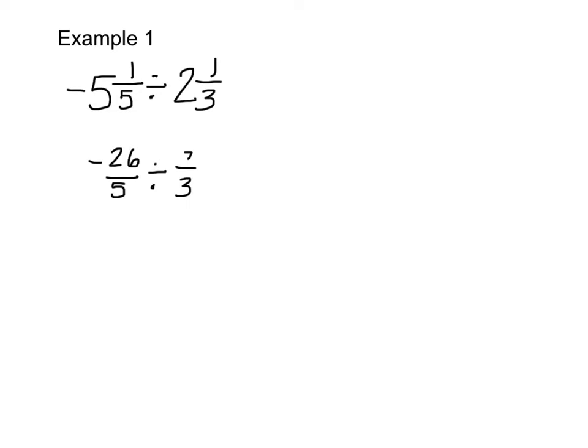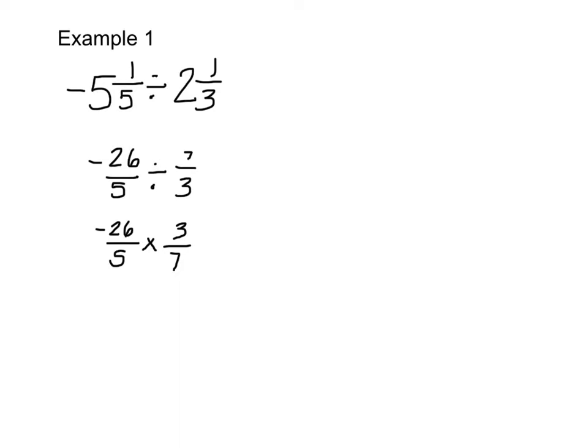Now when you divide fractions, you have to multiply by the reciprocal. So negative 26 fifths is going to be multiplied by the reciprocal of 7/3. And the reciprocal of 7/3 is 3/7. Good. I feel like Dora when I'm talking to you and you answer. So, negative 26 fifths times 3/7.